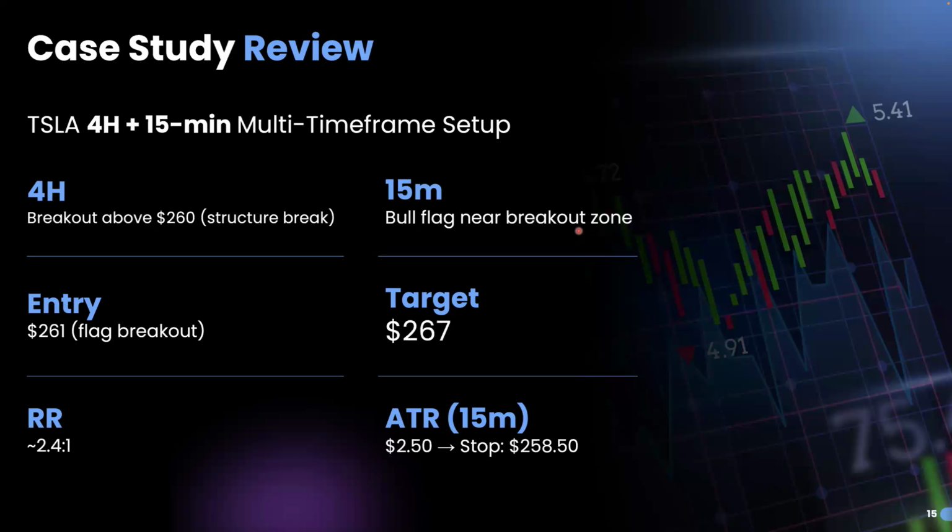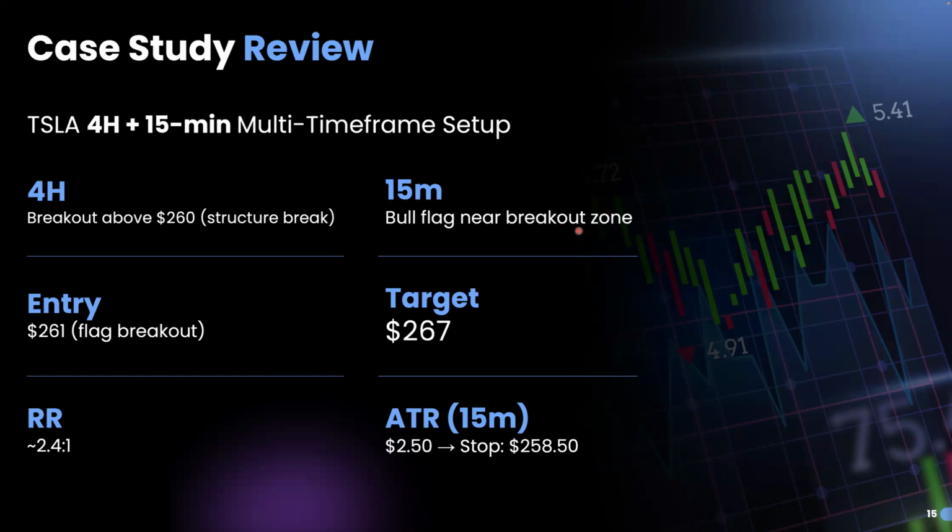So let's look at this from a Tesla standpoint. Okay, we'll look at a 4 hour and a 15-minute multi-time frame setup. We'll look at the 4 hour break above the 260. All right, we'll look at the 50-minute bull flag near the breakout zone. We'll look at the entry where the flag breakouts, the target, and then the risk to reward, right? For me, the risk to reward, when I set it up on my tool, I'm looking for about a 1 to 2 or a little bit above a 1 to 2.